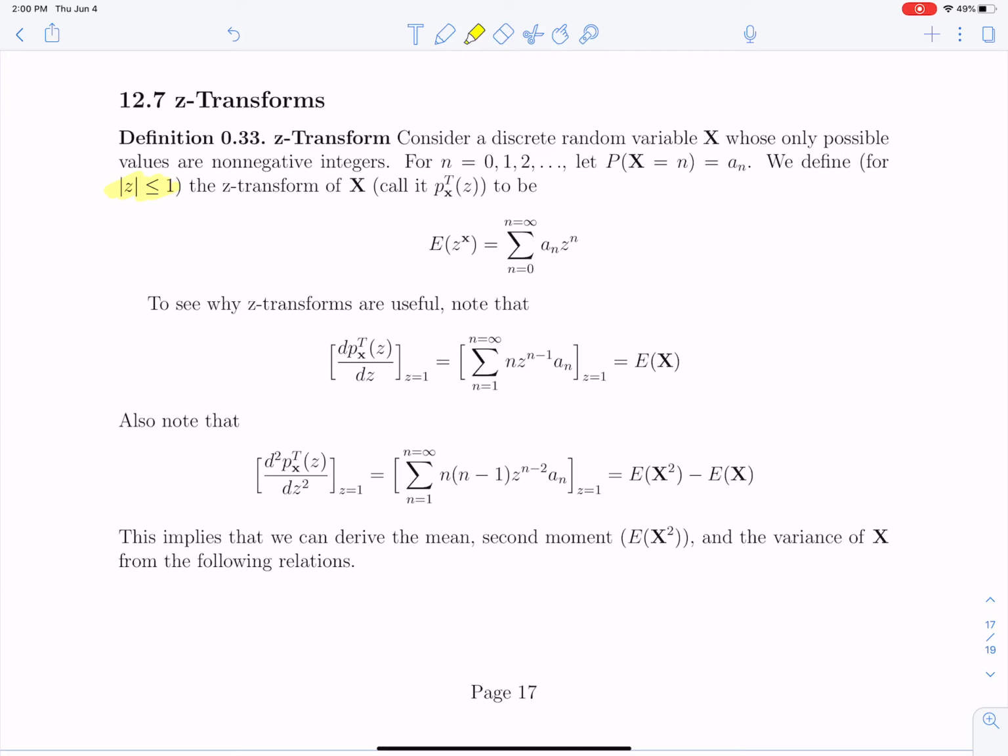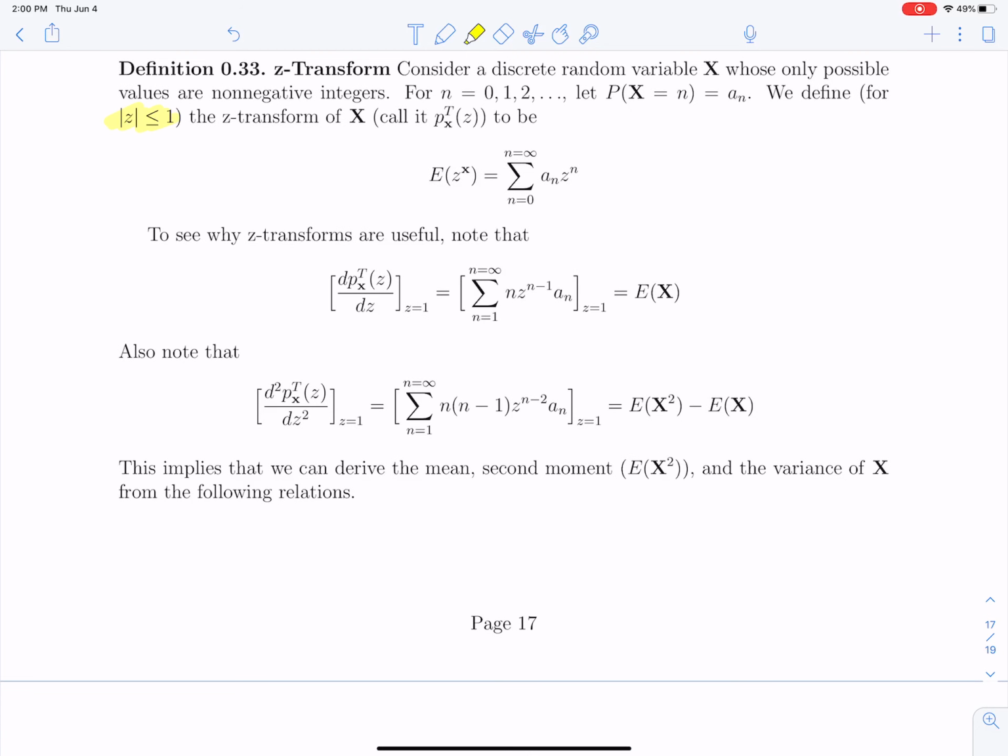So we define the Z transform of X. You're going to see this funky thing used a lot, P of X to the T of Z. So it's basically just the summation of all of these probabilities times our Z transform variable.